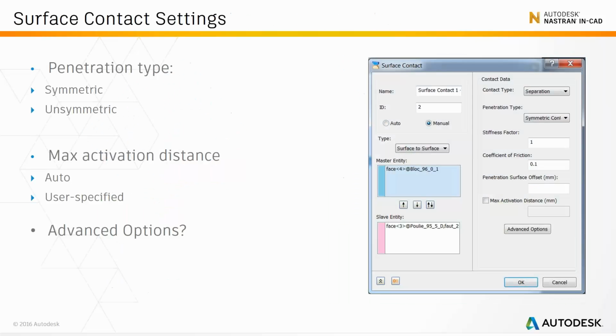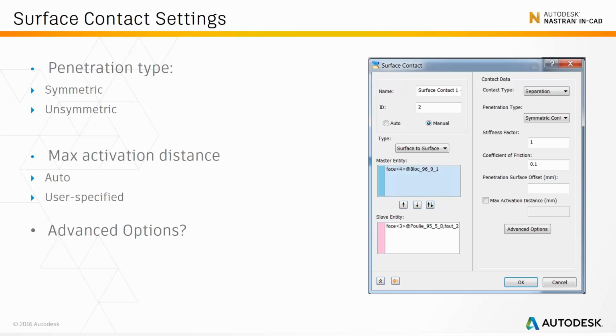The best way of solving this is to use symmetric contact, which is going to ensure that it doesn't matter whether the master or the slave is selected, it will be looking in both instances. It will be looking for nodes that are contacting the surface of the opposing part and vice versa. So keep that in mind when defining your contact settings.